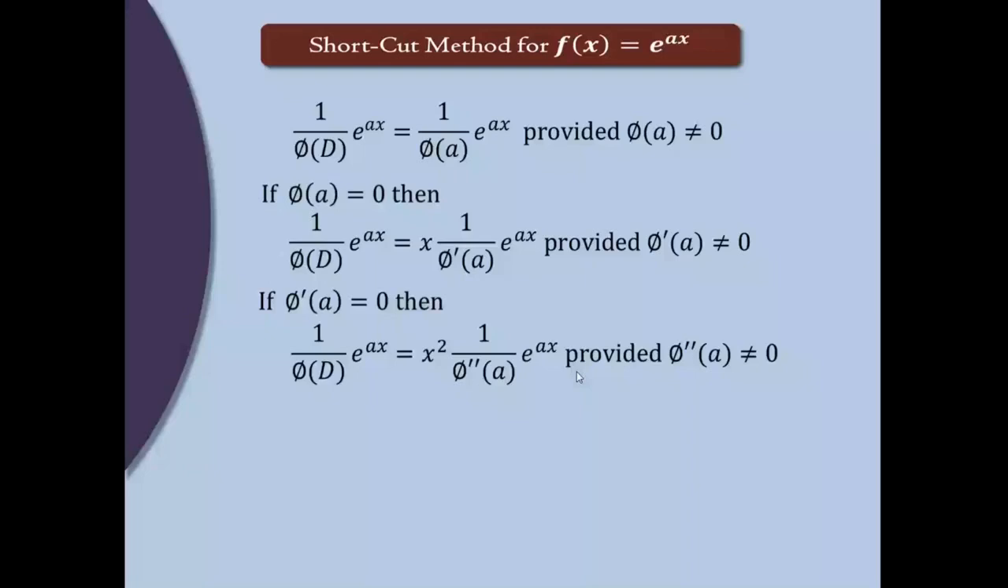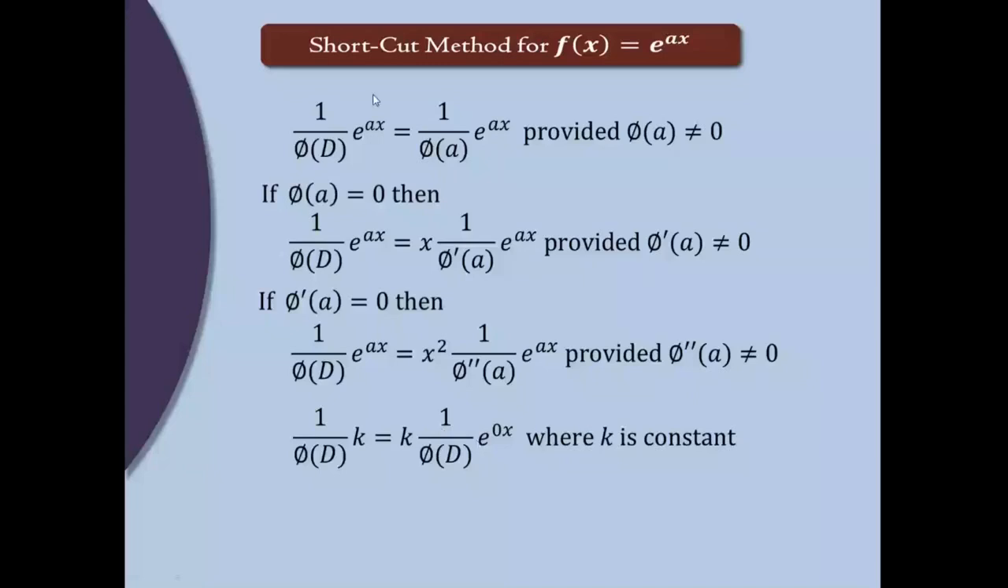Now, the same formulas can be used for some more functions. If we have a constant term, any constant term, then that constant term we can write as constant into 1. K can be written as k into 1, and 1 can be written as e raised to 0x, because e raised to 0 is 1. So we can write k as k into e raised to 0x. K is a constant, we can take it outside, 1 upon phi of D, e raised to 0x. And then we can use these formulas.